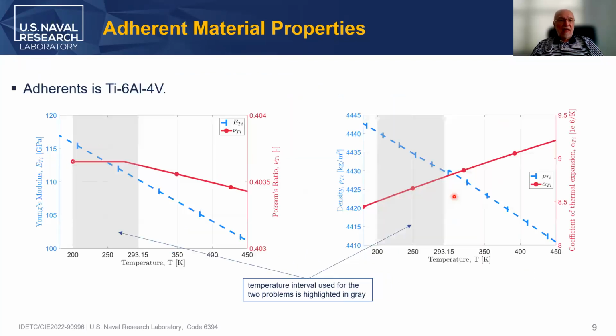The adherents, as I mentioned, were Ti64, and Ti64 also has a variable, but in this case more linear, dependence on temperature. For example, you see Young's modulus with the blue line here, and you can see Poisson's ratio with the red line here, and the density and thermal expansion coefficient on the right side also seem to be linearly dependent on the temperature that we are actually solving for in the energy conservation equation.